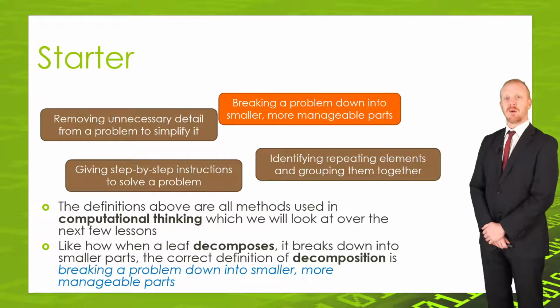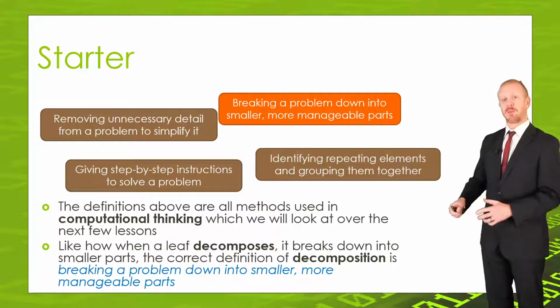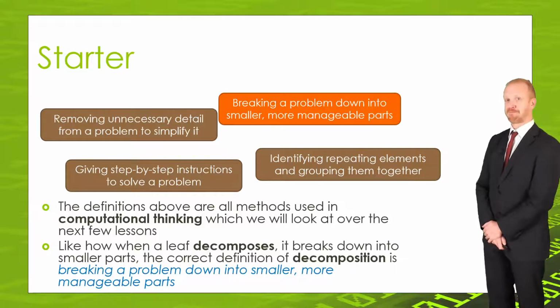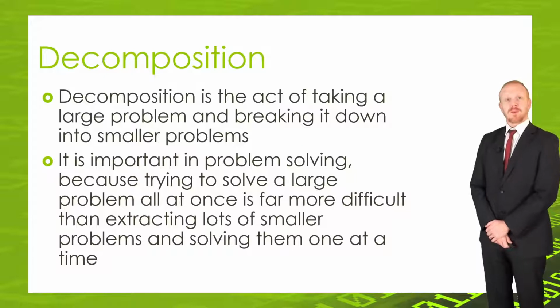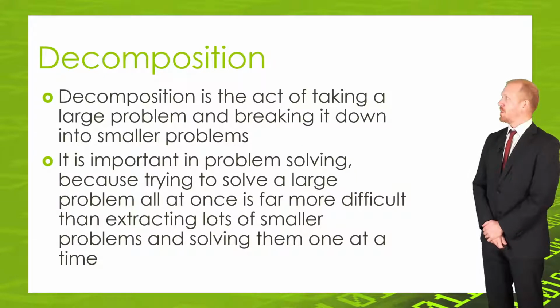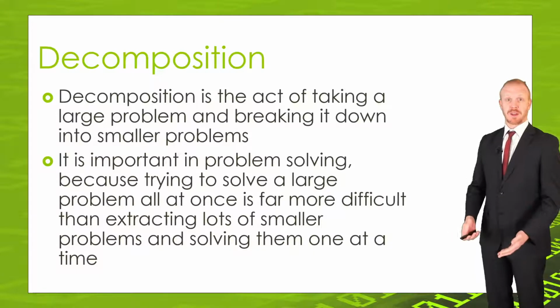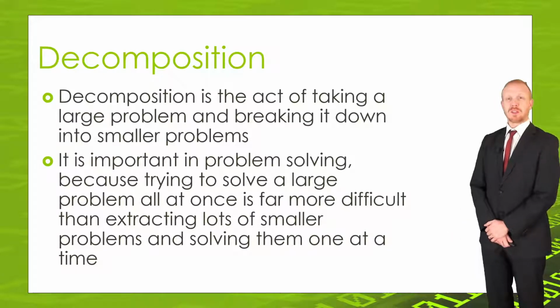So similar to how a leaf breaks down into smaller parts when it decomposes, a problem can be decomposed into smaller, more manageable parts. So, as we discovered in the starter, decomposition is the act of taking a large problem and breaking it down into smaller problems. That's very useful in computer science and outside, because big problems are usually difficult to solve, require a lot of resources, and can often make people give up.